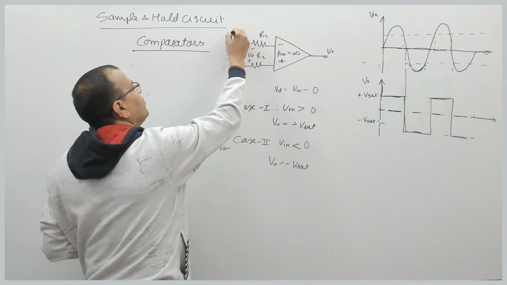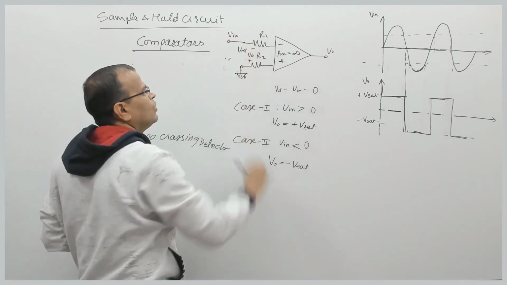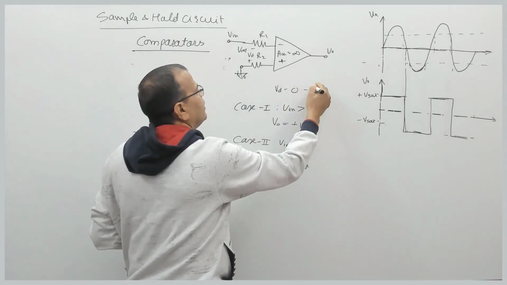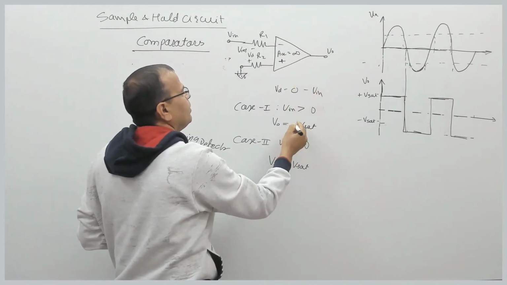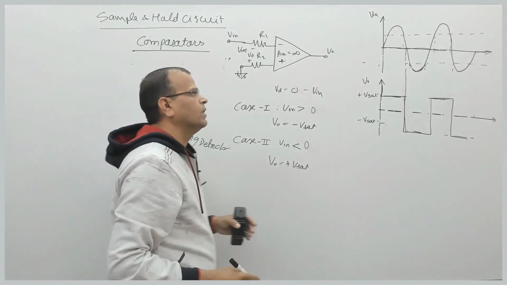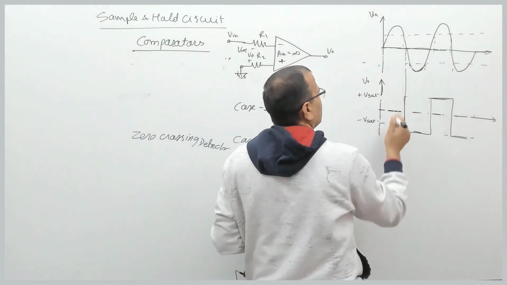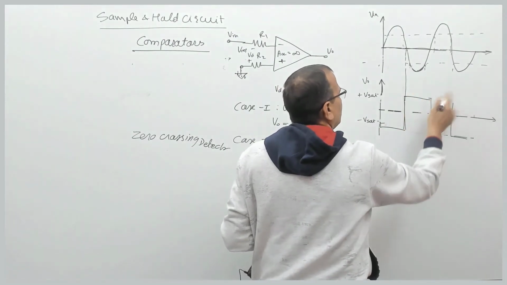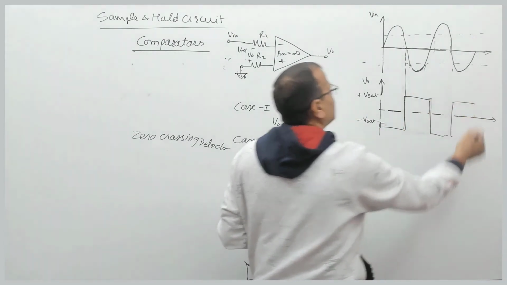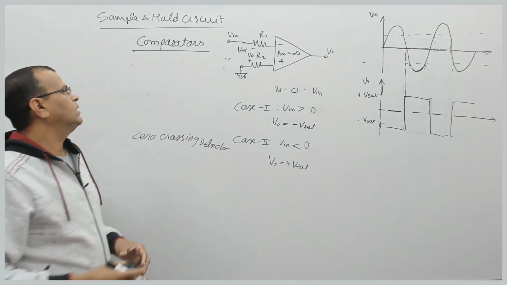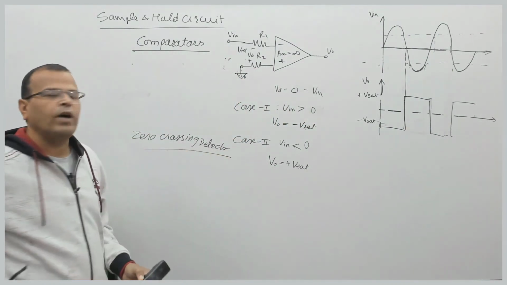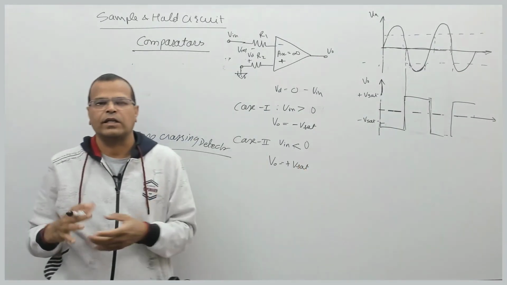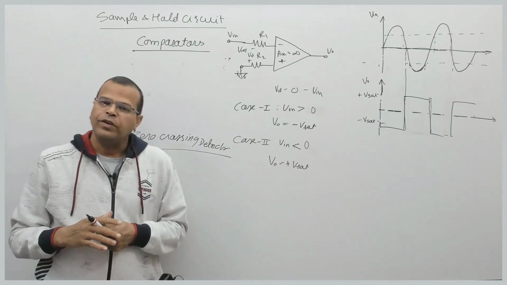Similarly, I can have the input here and this connected to 0. In that case, the differential input voltage will be 0 minus V in. So this will be minus, this will be plus, so it will be just the reverse. In the case of inverting mode, it will be just reversed. That's it. This is the special application of a comparator circuit, that is the zero crossing detector. And that finishes your comparator circuits.